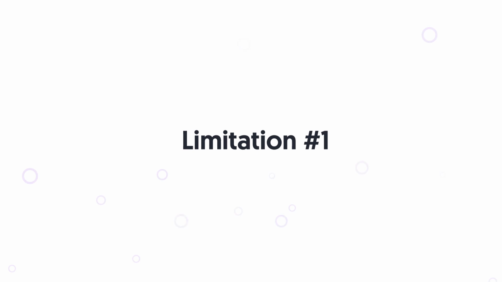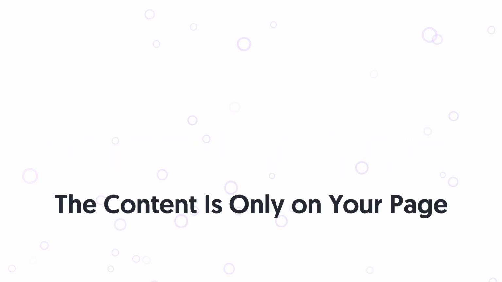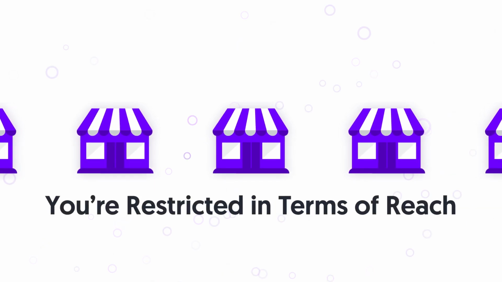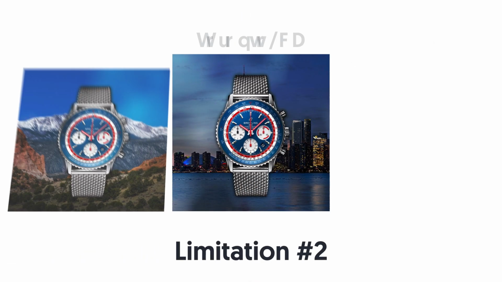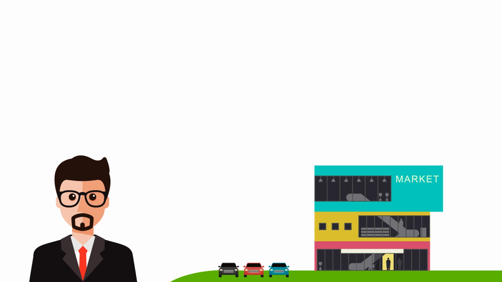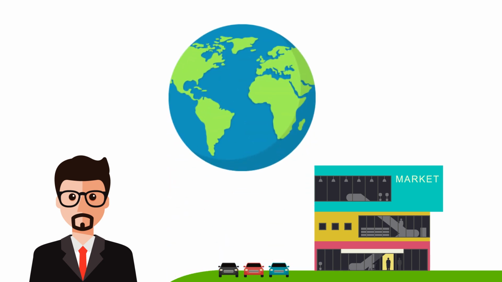First off, the content is only on your page when it could be used by your entire network of partners and retailers, so you're restricted in terms of reach. Secondly, handcrafting multiple variations of a single post takes a lot of time that you may not have if you're busy managing a fast-paced national or international marketing strategy. Let's try to tackle those two limitations, starting with reach.